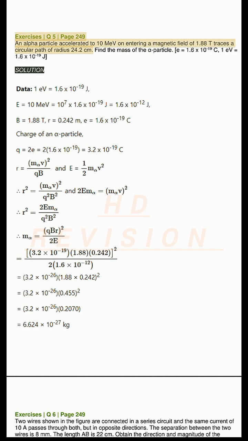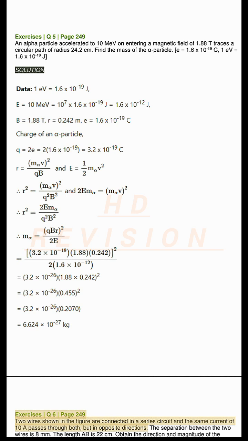Solution. Exercises Q5, page 249. An alpha particle accelerated to 10 MeV, on entering a magnetic field of 1.88 T, traces a circular path of radius 24.2 centimeters. Find the mass of the alpha particle. e = 1.6 × 10^-19 C, 1 eV = 1.6 × 10^-19 J. Solution.